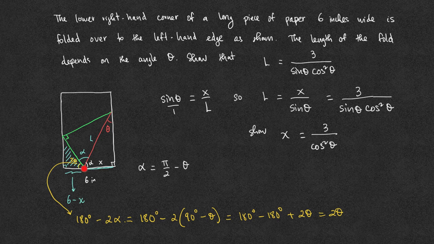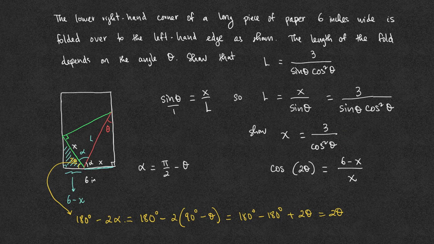Also, observe that if this length is x, by symmetry, the length of this segment is also x because of the symmetry of the fold. So since this is x, we have cosine of 2 theta, which is the angle in this right triangle, equals adjacent, which is 6 minus x, over the hypotenuse, which is x. Keep in mind that the goal is to show that x equals 3 over cosine squared of theta.